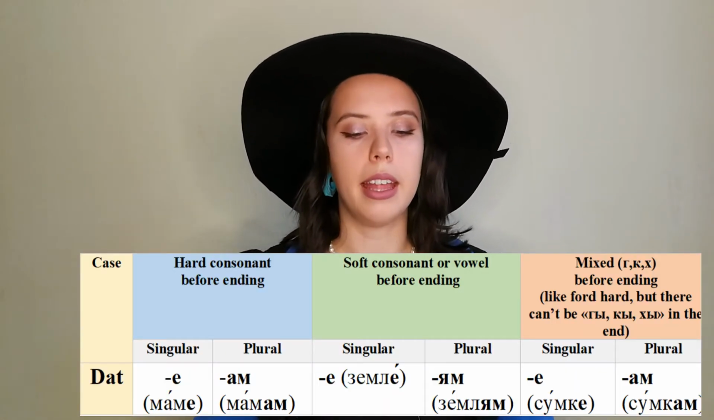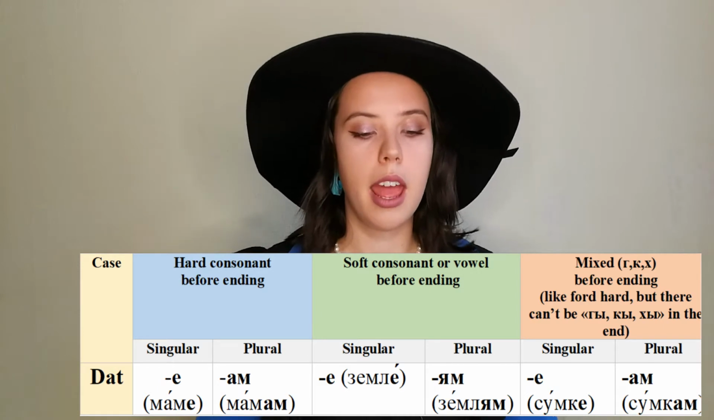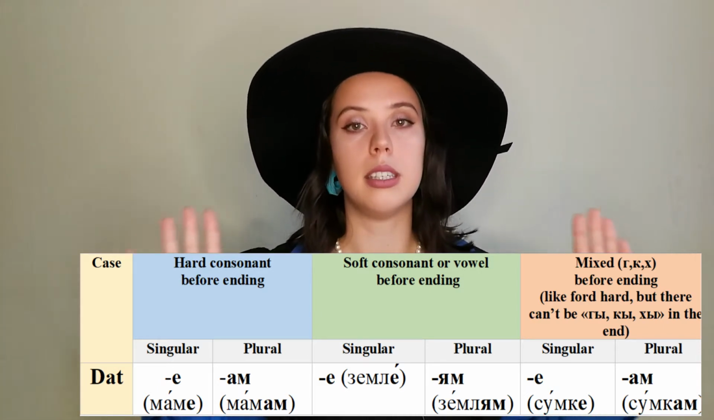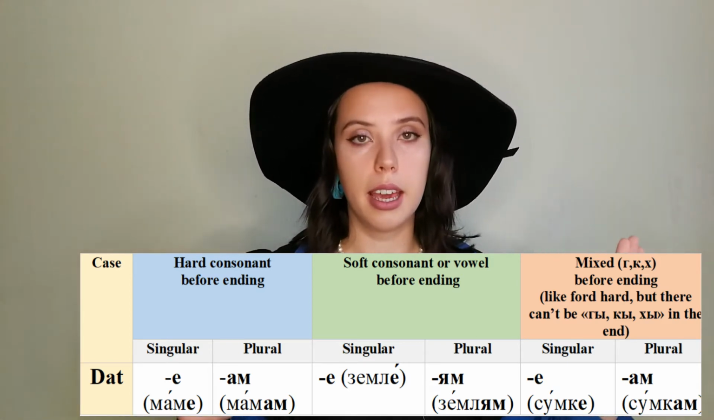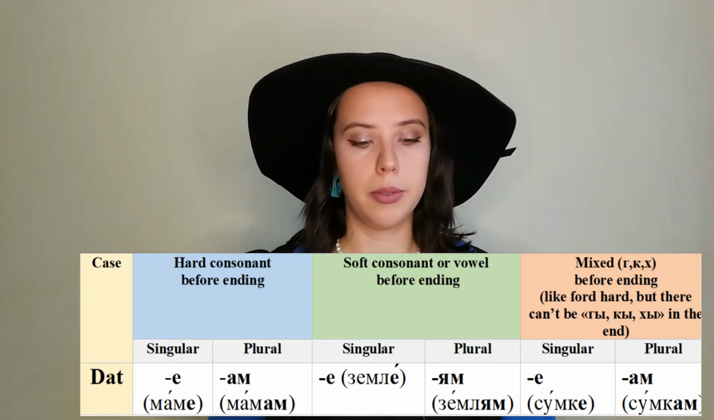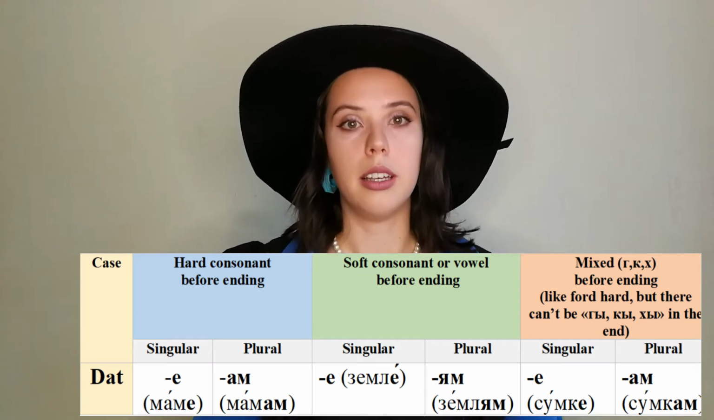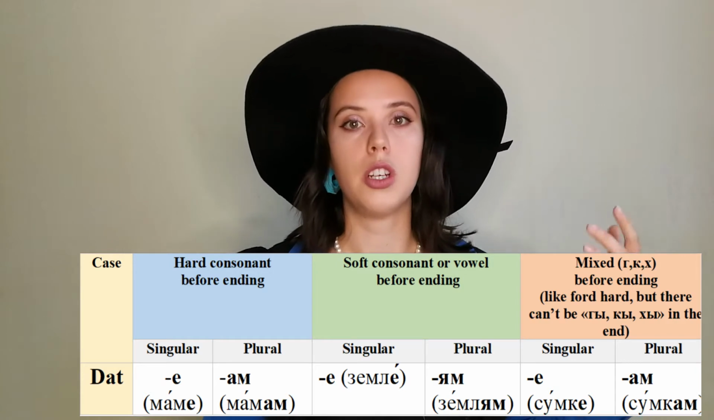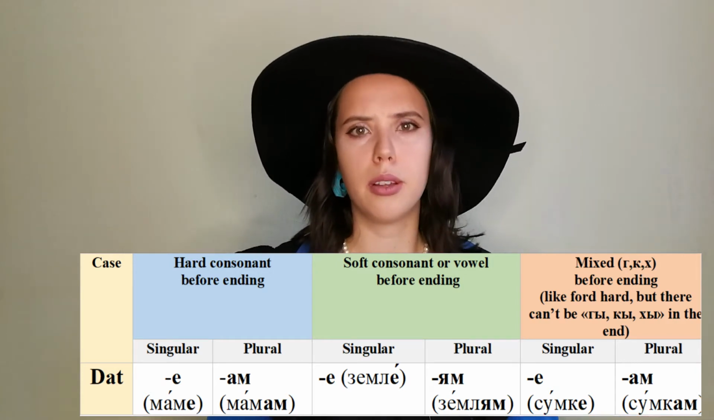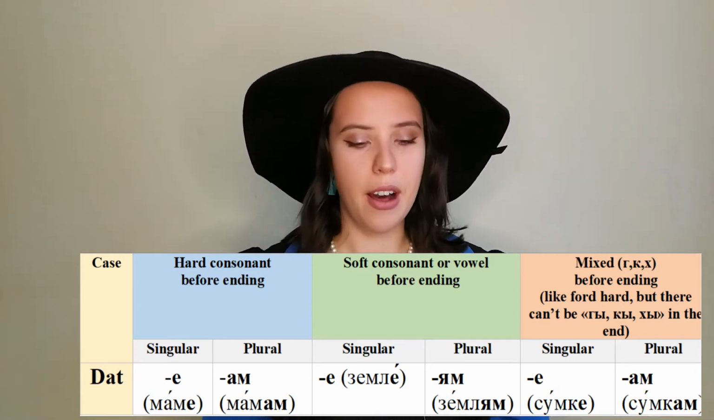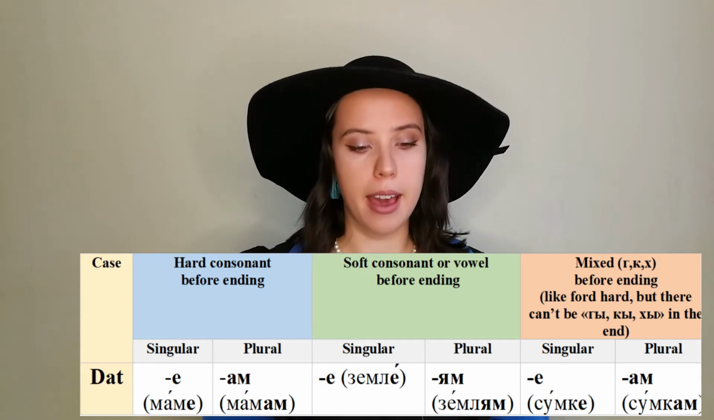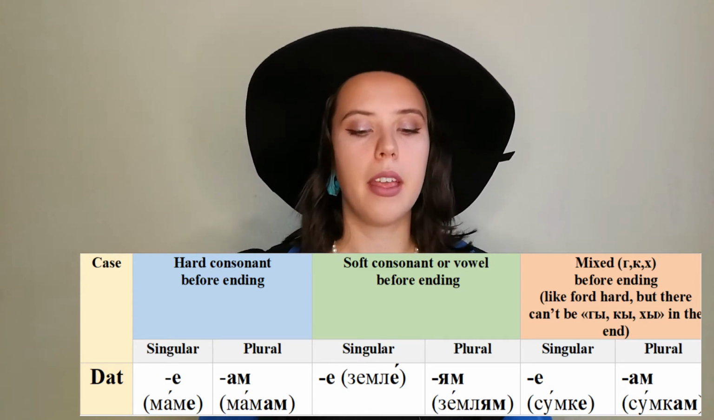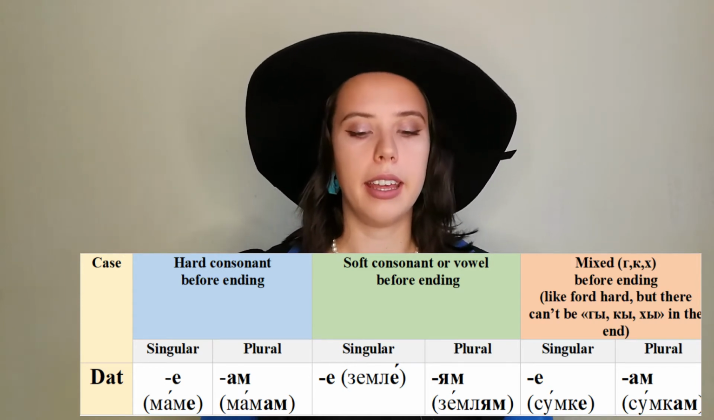There will be the ending е for singular, and look, it will be the same for each, because е will be the same for each of the cases. Е is possible for everyone. And actually, this е will make the consonant before it in the hard version sound soft. But we don't care for some reason about this. Alright, we say маме, ending е, земле, ending е, и сумке, ending е.